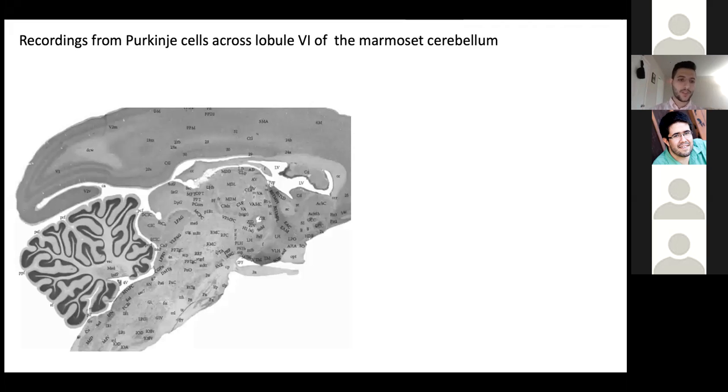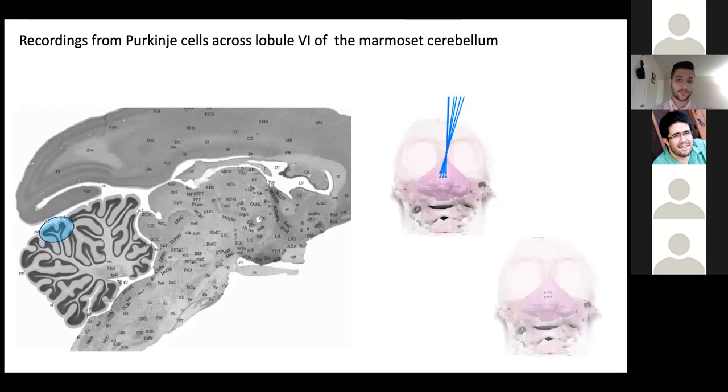This shows you the region that I'm recording from, lobule 6 over here. And on the right, I show you the model trajectory plans and cerebellum markers that we essentially align our probes to and target.